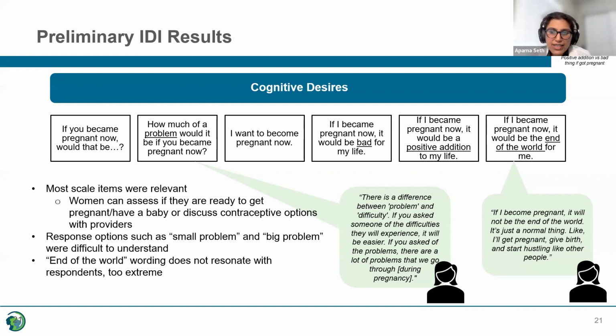Participants also shared that response options for some of these scale items, for instance, for the second one, how much of a problem would it be, we had response options such as small problem and big problem. These were difficult to understand and quantify, so they recommended simplifying it. And finally, extreme statements that stigmatized pregnancy were not considered favorable by almost all of the participants that we have spoken with so far, regardless of their pregnancy history.